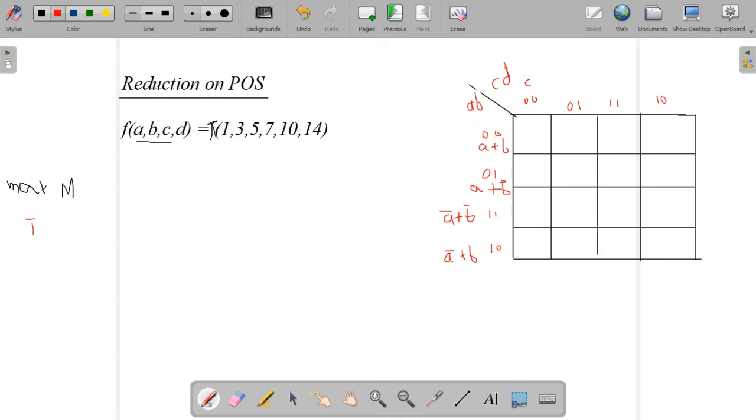Here also C plus D, no change on zeros in POS expression. C plus D. Here C plus D dash, only the 1 is negated, that's why I take the complement. Next C dash plus D dash, then C dash plus D. Okay. Next, you know how to fill in all these values. This is POS, so each term is represented as a maxterm, so we have to fill the maxterm designation numbers in each square's corner.